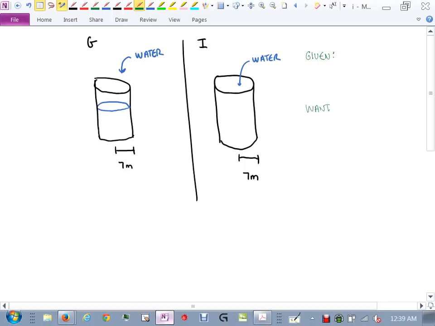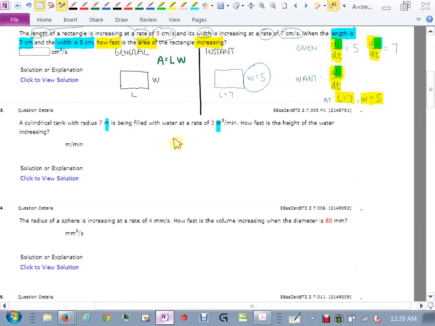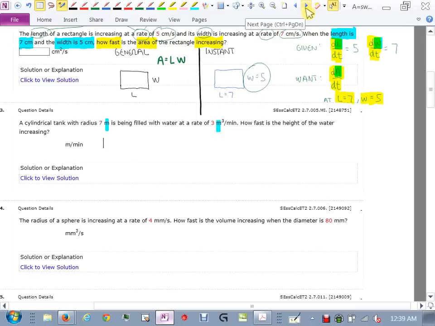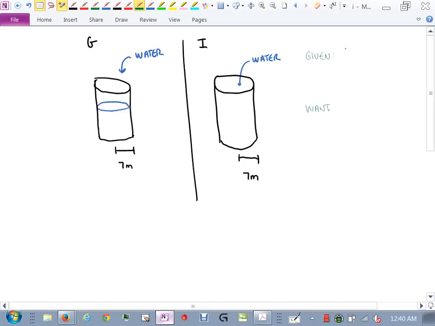Well, what are we given? We're given the radius. We already have that in our picture, but we're also given the rate at which the water is going in. The rate at which the water is going in is 3 cubic meters per minute. Cubic units is a measurement of volume, right? Square units is area, and just meters by itself would be length. So they're giving us a rate at which the volume is changing. So I need to realize that I'm given the rate of change of volume with respect to time, and that is 3.